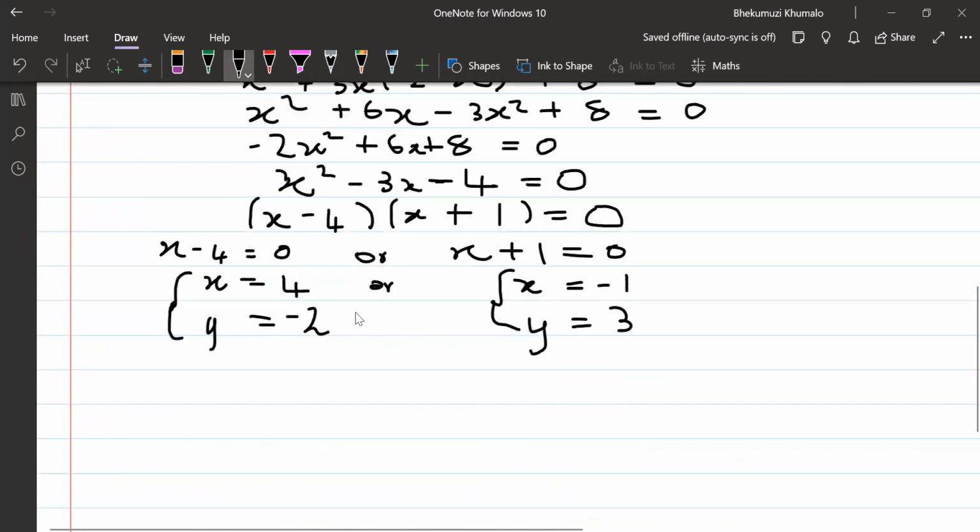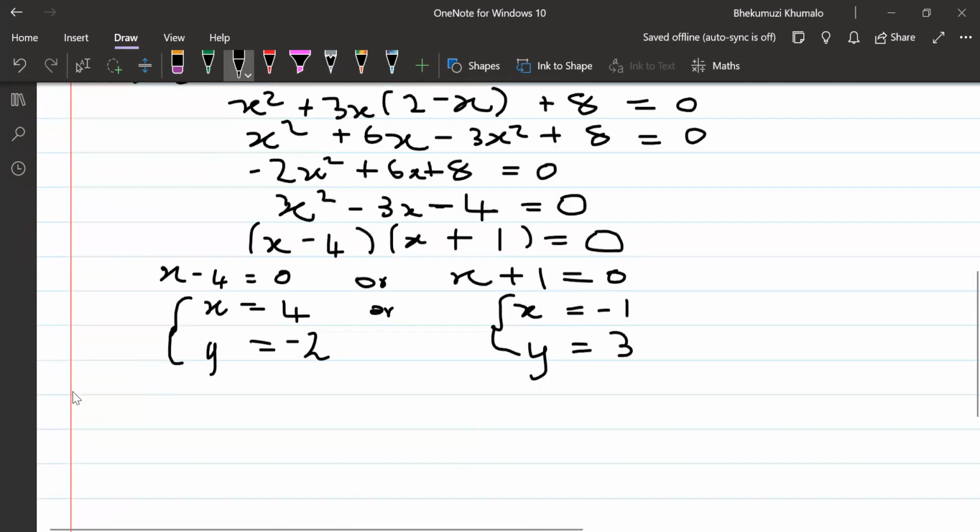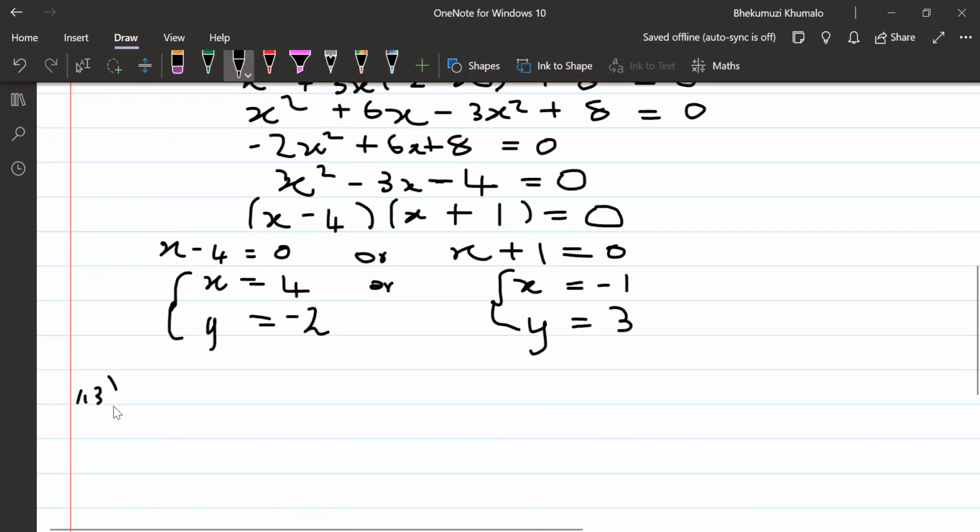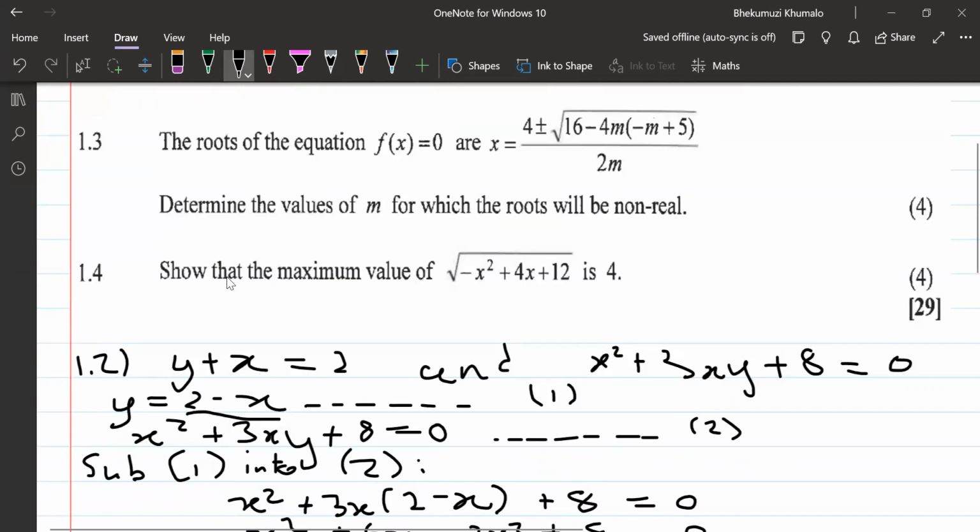Okay, so it's 1.3, and they are saying that we need to determine the values of m, right, for which the roots will be non-real, right? But when is something non-real? Do you remember when they talk about a discriminant? When should it be non-real?